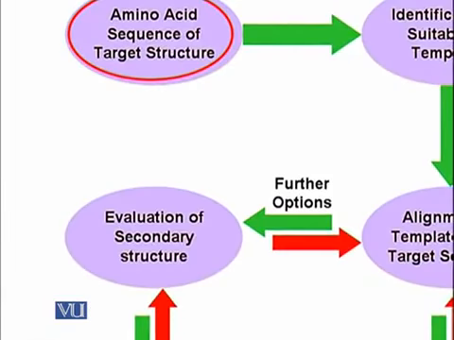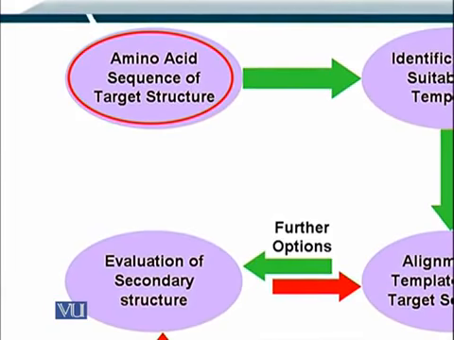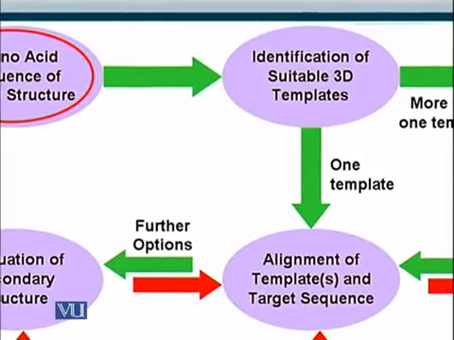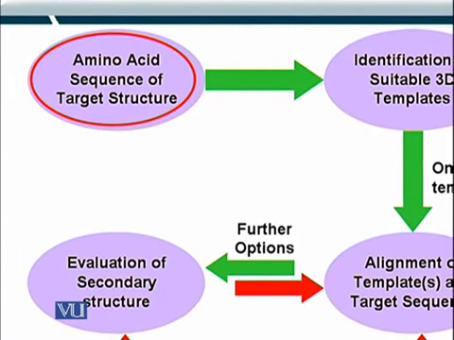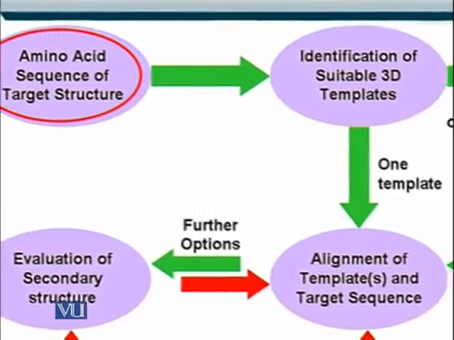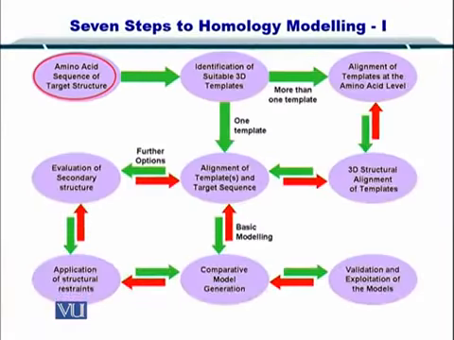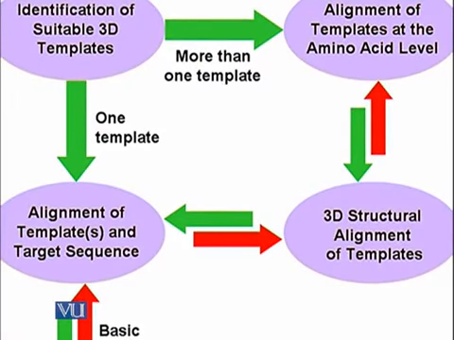So you begin with the amino acid sequence of the target structure, and then you identify suitable 3D templates, that is, the template proteins. Remember, the template proteins have their sequence and the structure known, both of them, while the target does not have its structure known and you're trying to predict it. This is followed up by listing down of the templates. There can be 2 cases, one in which you only find one template here, and the other case in which you find multiple templates.